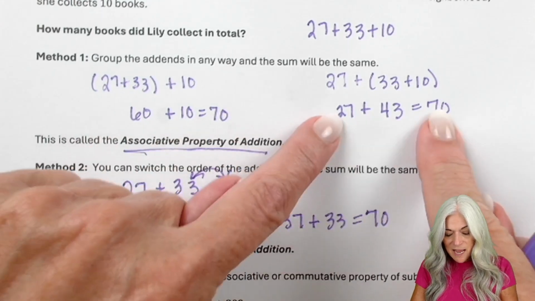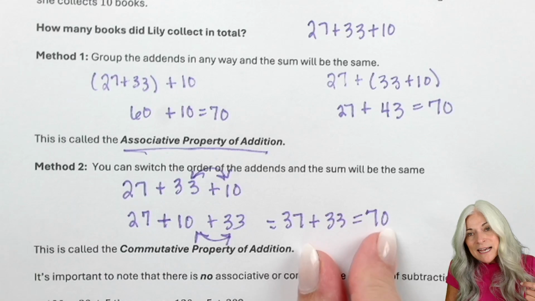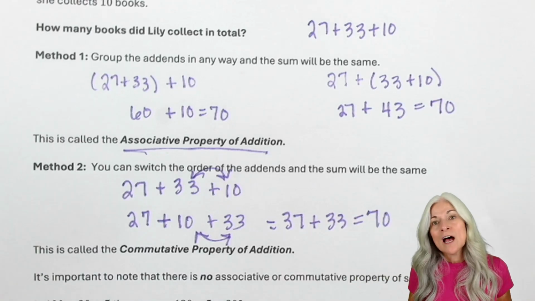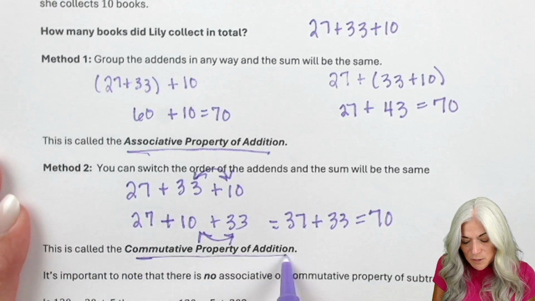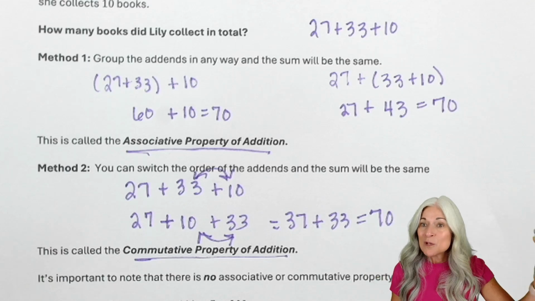Notice how each time we've got a different expression in the second step because of the property we're using, but we end up with the same answer all the time. Well, this is the commutative property of addition. So think about commuting, my commute to work.